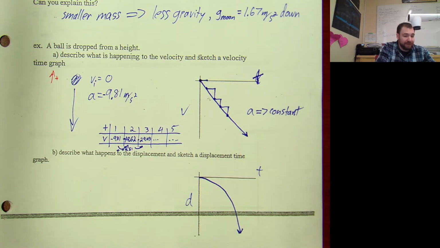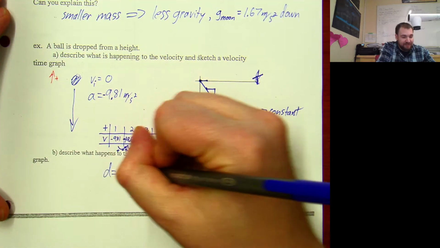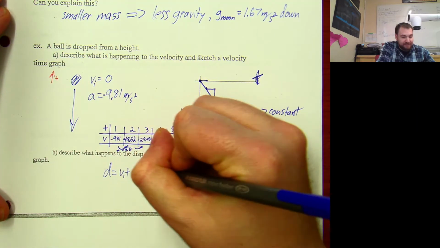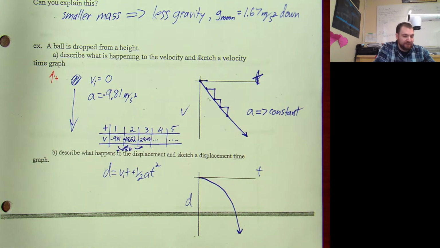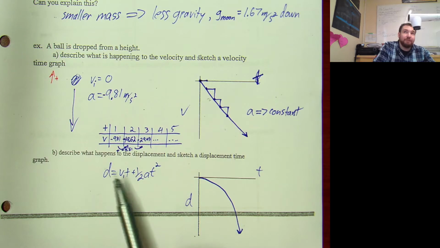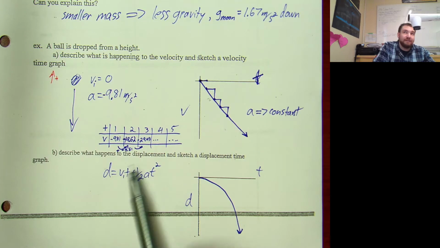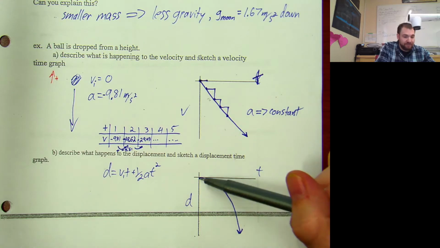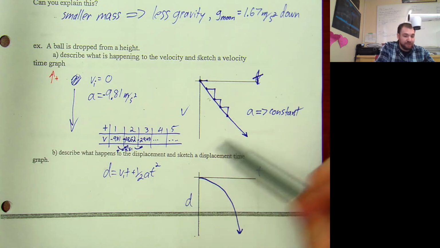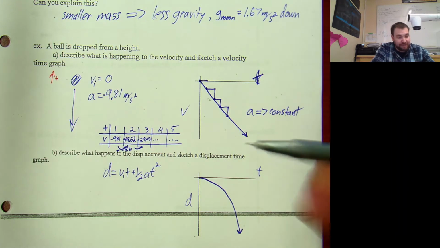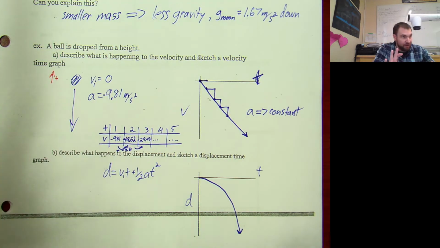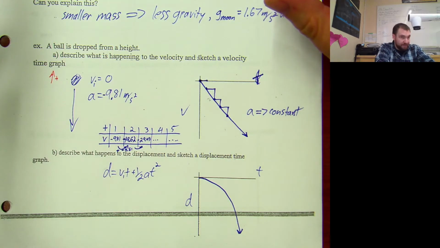Actually, you could deduce that already, because d equals v_i t plus half a t squared. If you've taken pre-calc 11, this is a parabola where t is my x value and d is my y value, right? This is a quadratic function. So this is going to be a parabolic shape. So that's what that graph is going to look like. Cool? Flip the page.